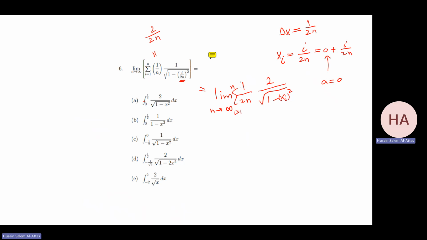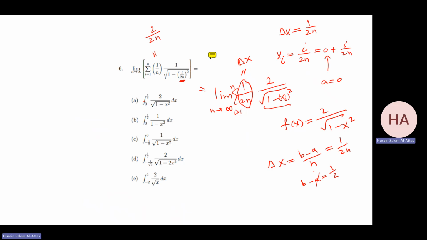Well, this is my delta x. So I have delta x, and this is f of xi. So my f of x is 2 over square root 1 minus x squared. As I said, there is only one, maybe you have more than one solution. And delta x, I know it's b minus a over n, and it's equal to 1 over 2n. So b minus a equals half. A is 0, so b equals half. So the integral will be from 0 to half, 2 over square root 1 minus x squared dx.